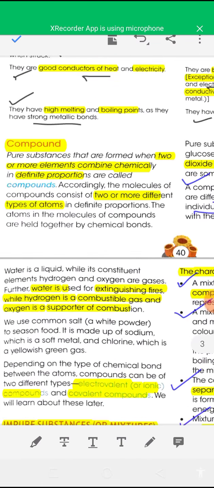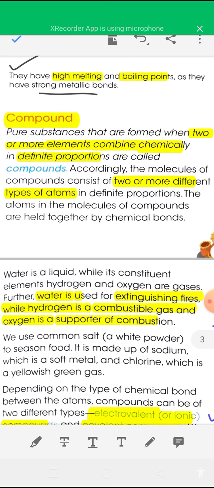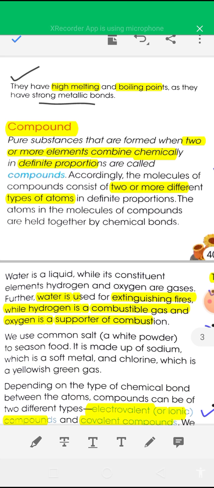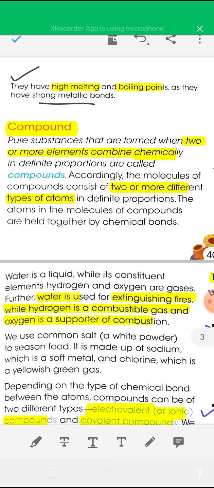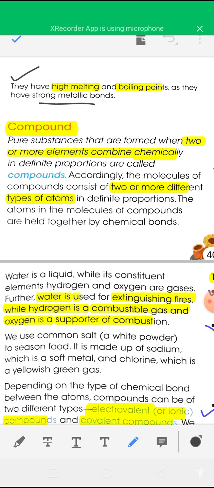Now see compounds. What are compounds? Compounds are also pure substances. Pure substances that are formed when two or more elements chemically combine in a definite proportion are called compounds.